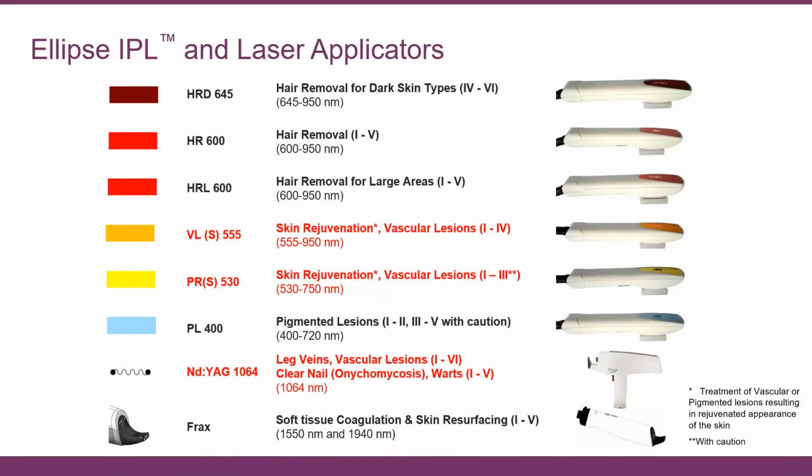And we use those characteristics to determine which one of these two handpieces we're going to use to treat certain vascular conditions. And the third vascular handpiece here is our long pulse Nd:YAG. Here we can treat leg veins up to skin type 6, although you don't tend to see vessels in skin type 6 as much as you would in lighter skin types. And we also use this for treating toenail fungus and also warts.